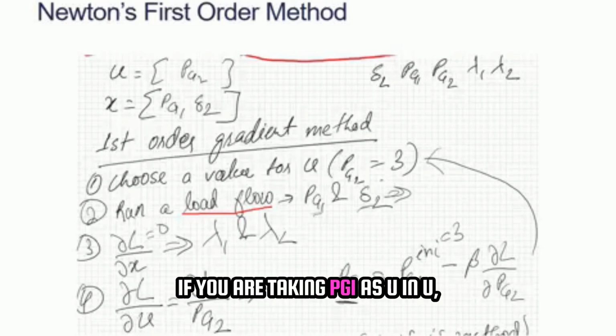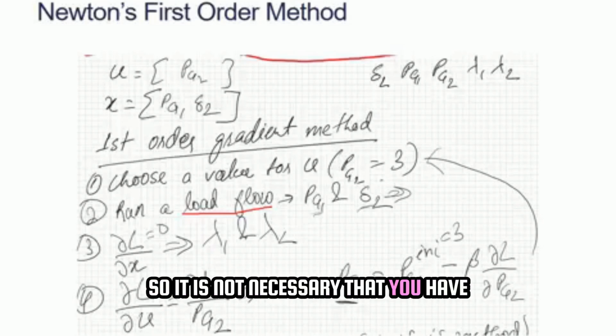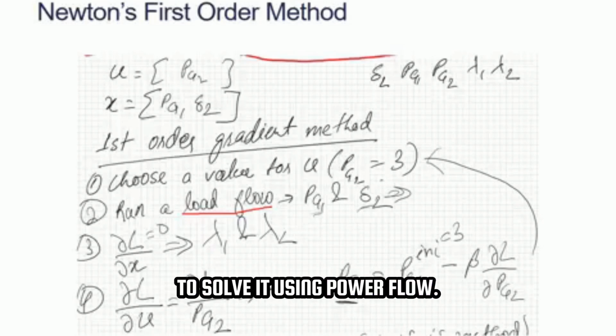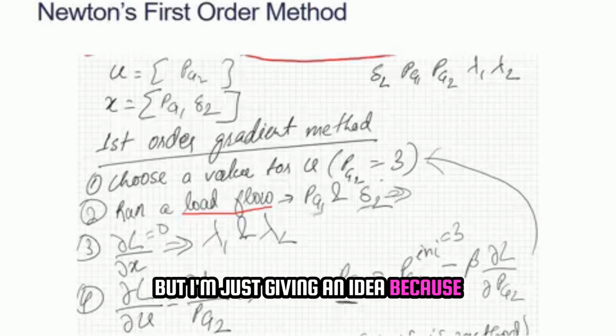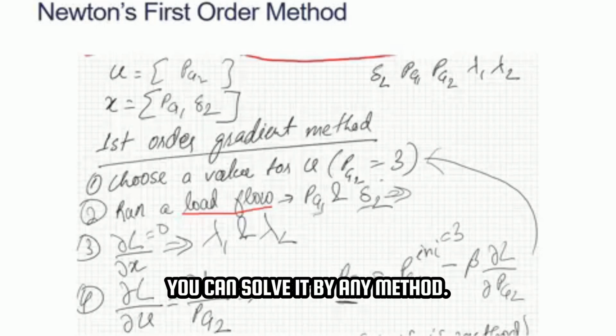If you are taking PG1 as U in U, then also you can solve it. So it is not necessary that you have to solve it using power flow, but I'm just giving an idea, because there can be various other logic how we can keep the values. Right. So you can solve it by any method.